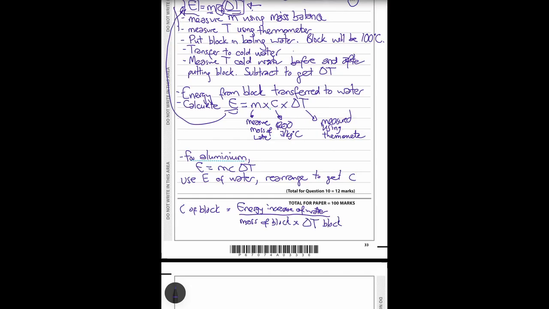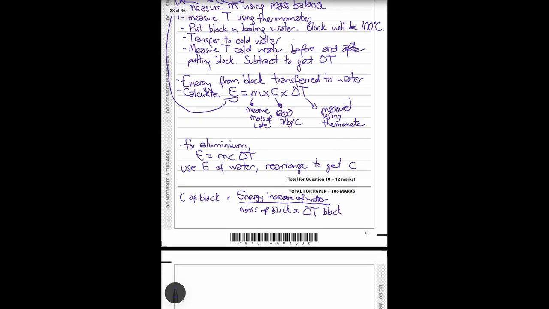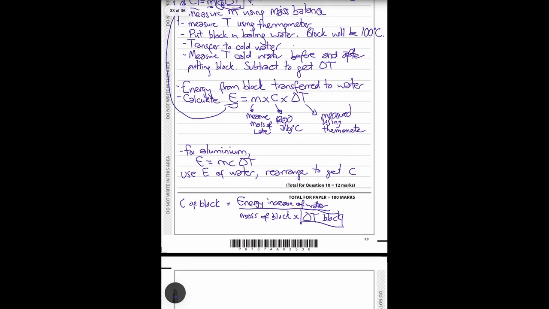And I know what the change in temperature of the block was because it started at 100 and then it went down to whatever the cold water was at the end. So I'm going to just say that I've got that. Is there anything else that I've missed from here that I want to add in? So we've said how we're going to get the temperature change of the block by doing that subtraction again. Can I give more detail about how to measure the mass of the water? So you might want to say something like measure the mass of the empty beaker, measure the mass of the water in the beaker, and then subtract the two values, something like that.